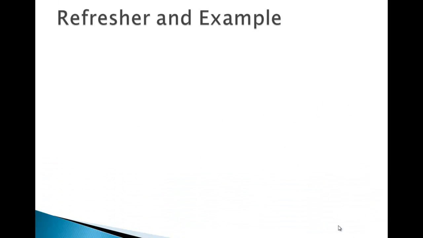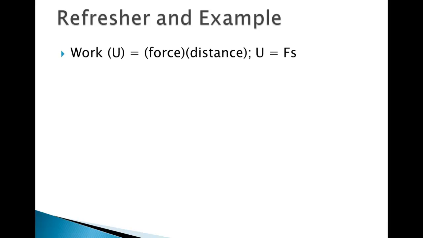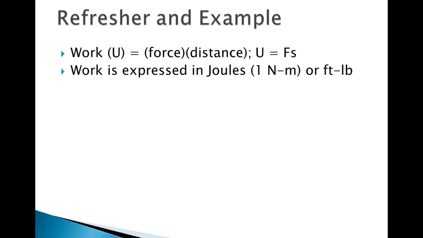Just to provide you a little refresher and example, let's recall that work, which the book designates as U, equals force times distance, or U equals F times S. Of course, work is expressed in joules, 1 newton meter, or a foot-pound.